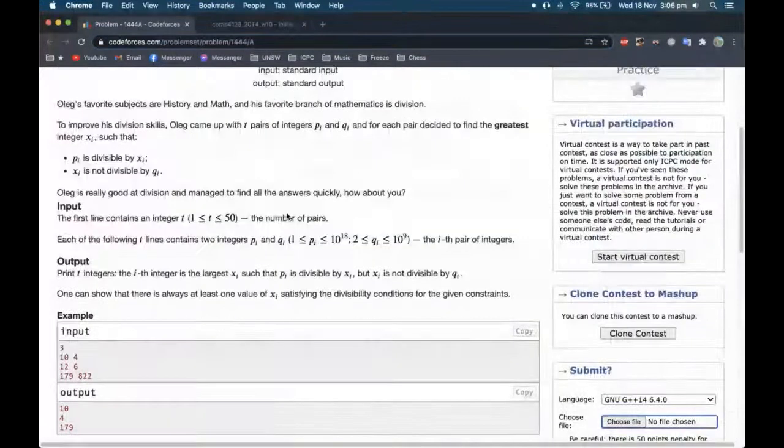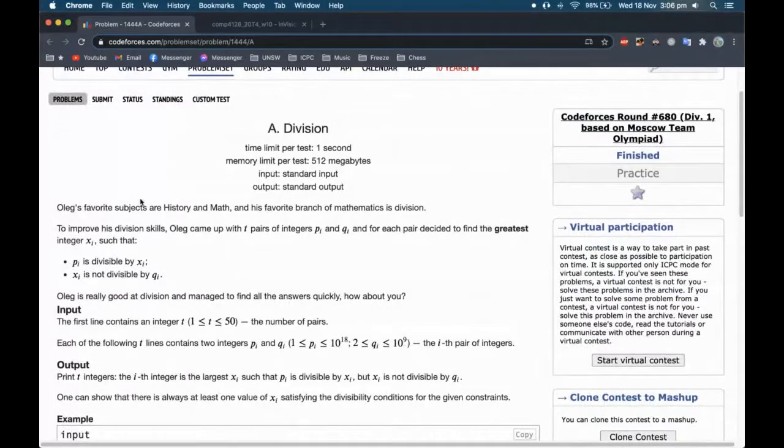Anyway, let's actually look at this problem now. This first problem is going to be about prime factorization. Typically, you're not going to need fast exponentiation for this problem, but I'm going to throw it in anyway, just to show you what it looks like. So, division. Oleg's favorite subjects are history and maths, and his favorite branch of mathematics is division. To improve his division skills, Oleg came up with t pairs of integers p_i and q_i, and for each pair decided to find the greatest integer x_i such that p_i is divisible by x_i, but x_i is not divisible by q_i. Oleg is really good at division and managed to find all the answers quickly.